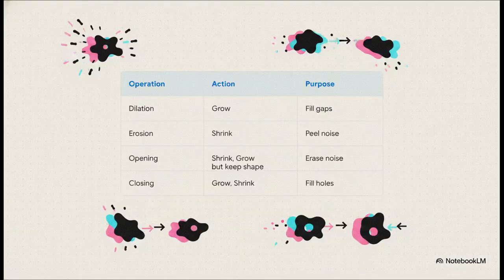All right, let's pause for a quick recap, because we covered a lot today. This table right here is basically your master cheat sheet for knowing when to use each operation. You've got dilation, which grows things to fill gaps. You've got erosion, which shrinks things to peel away noise. Then opening is your shrink then grow combo to erase noise while keeping your shape. And closing is the grow then shrink combo to fill in any dark holes.